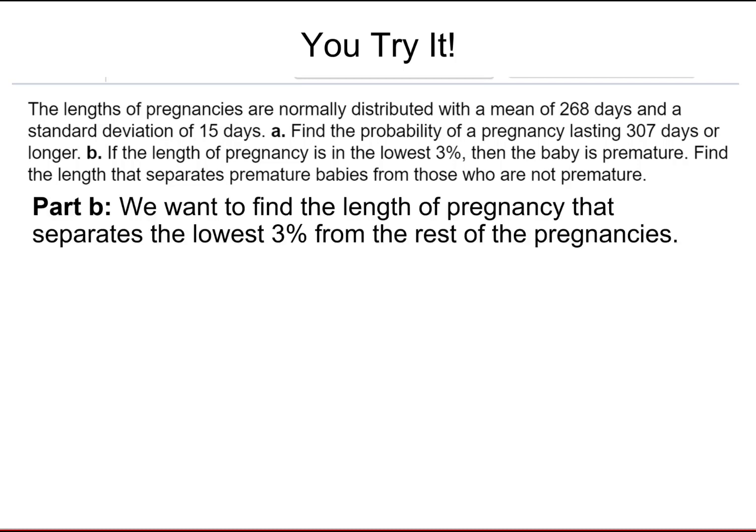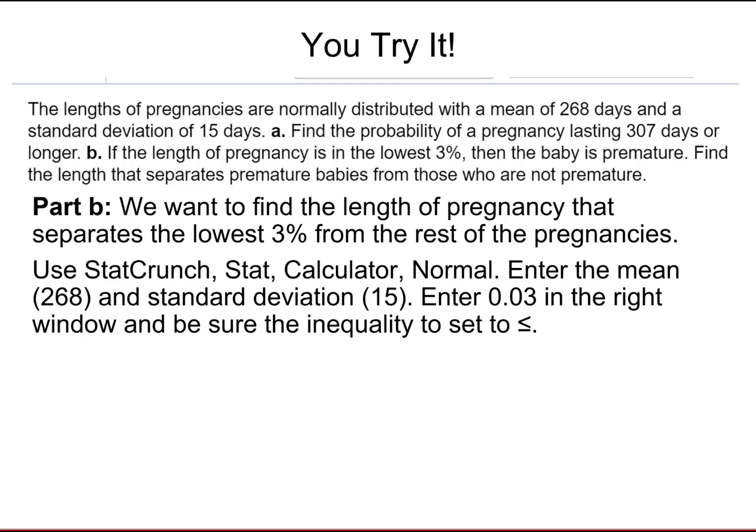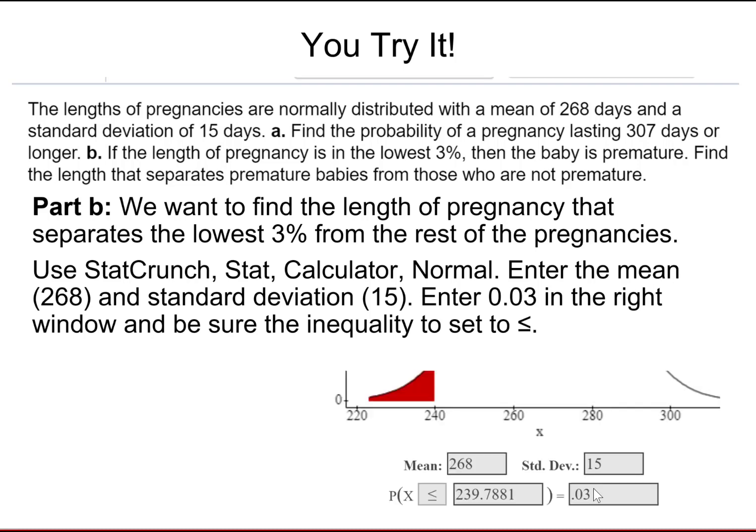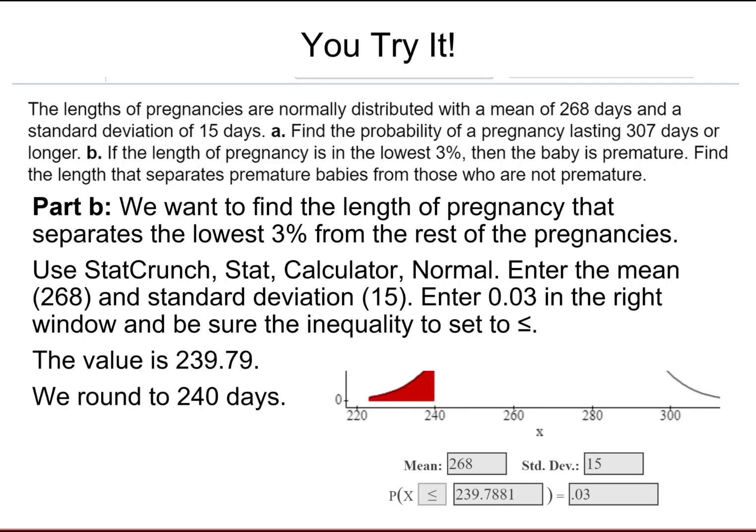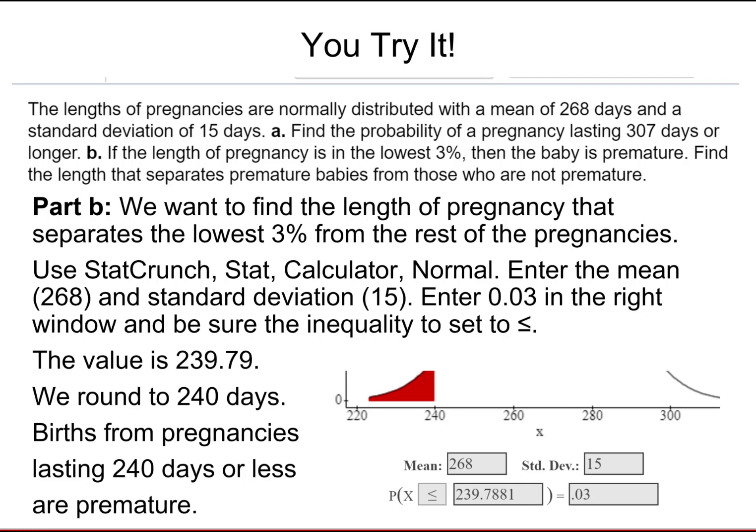Now the second part wants us to find the length of pregnancy that separates the lowest 3%, which identify premature babies, from the rest of the pregnancies. So now we're going to enter the 0.03 over here into the window for area and find the value on the normal distribution that corresponds to that. And we see here it's 239.78, which would round off to 240 days. So births from pregnancy lasting 240 days or less are considered premature by this criterion.